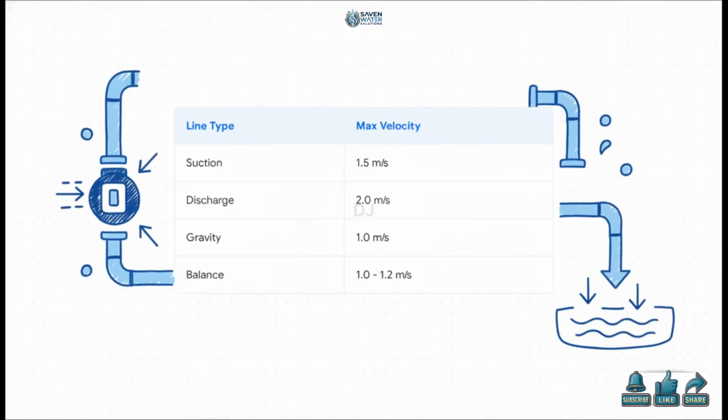Now, the water flowing through those plumbing arteries can't move too fast, or you seriously risk damaging the equipment and creating major safety hazards. The safety standards are very clear. You must adhere to strict maximum velocity limits. Suction lines are strictly capped at 1.5 meters per second, while discharge lines can flow just a bit faster at 2.0 meters per second. Gravity and balance lines are restricted to a much slower 1.0 to 1.2 meters per second. Sticking to these precise engineering limits ensures everything runs quietly, efficiently, and above all else, safely for anyone swimming in the pool.